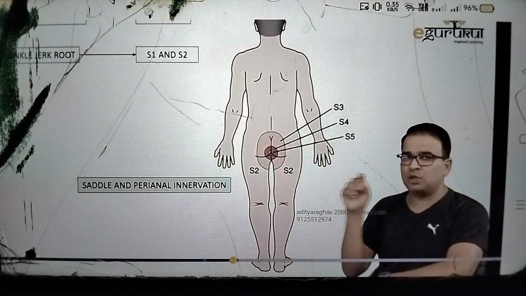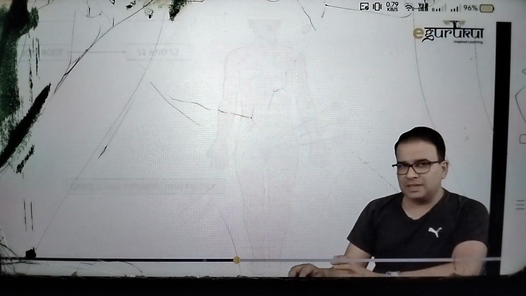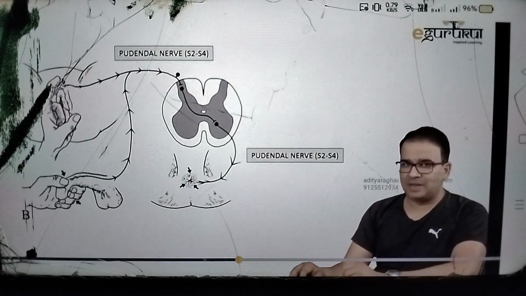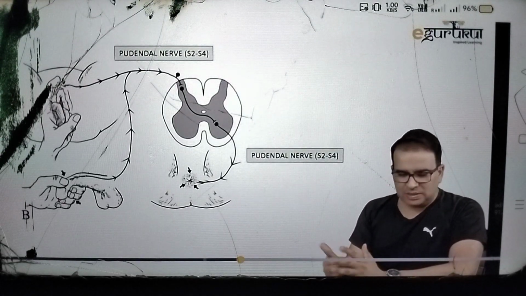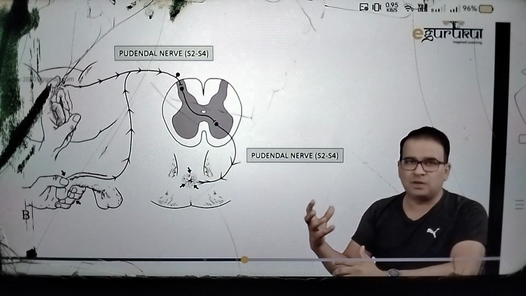But if I say about the conus medullaris syndrome, it is more localized to the anal region, to the perianal region. The next thing we need to understand here is the bulbocavernous reflex, which is also called the bulbospongiosus reflex. Well, this reflex is a well-known somatic reflex which is used to gain information about the state of the caudal part, or the sacral region, of the spinal cord.